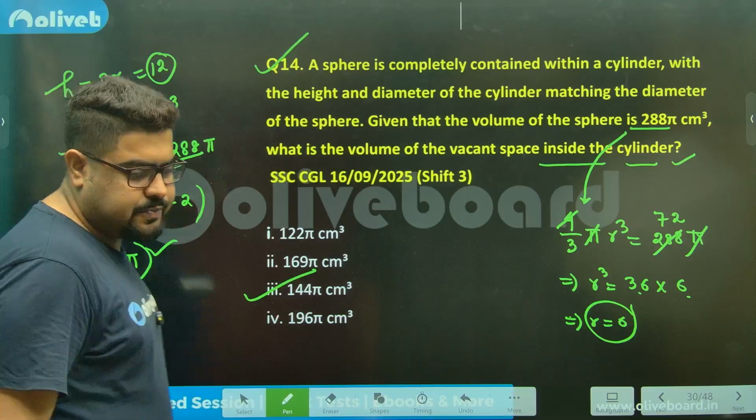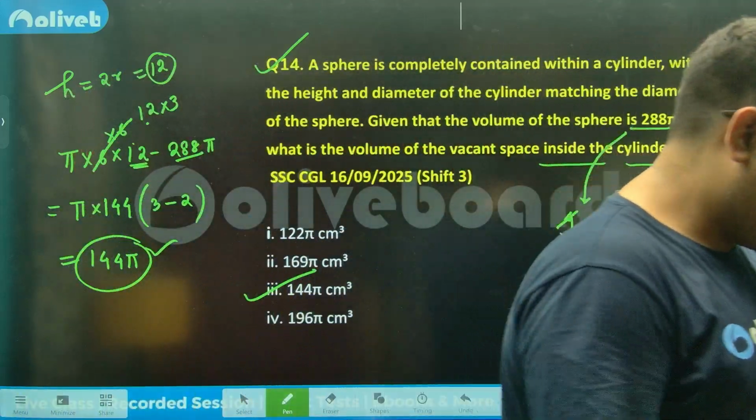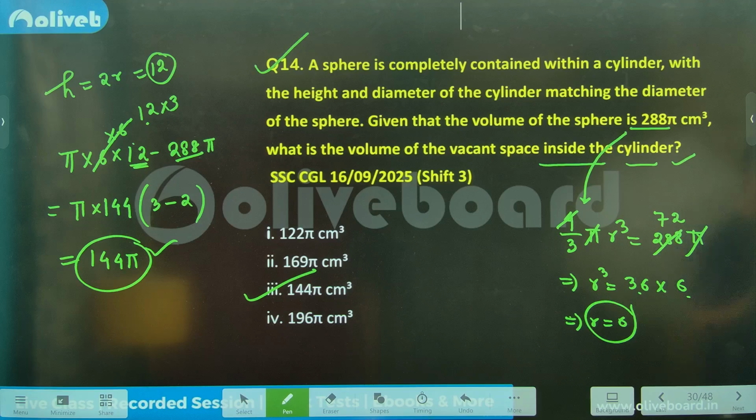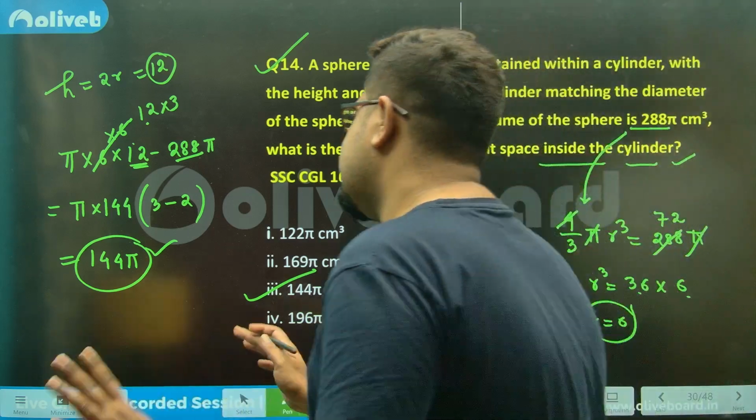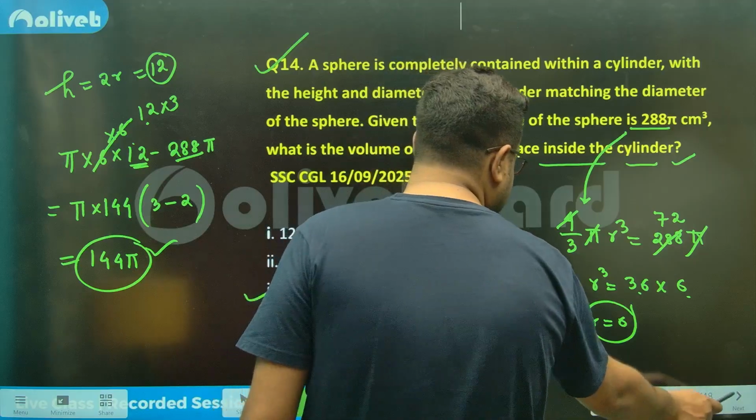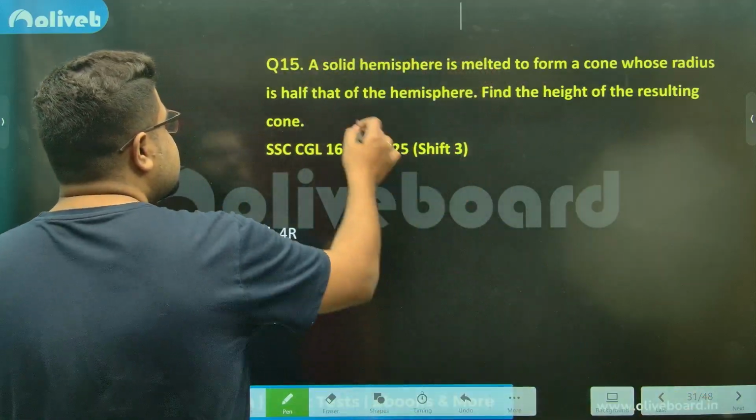Option number 3. I've calculated it in a slightly different way, but again, not a very difficult calculation. Very simple way to calculate. Right?